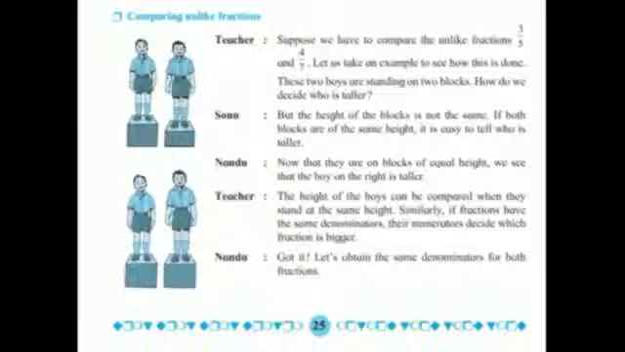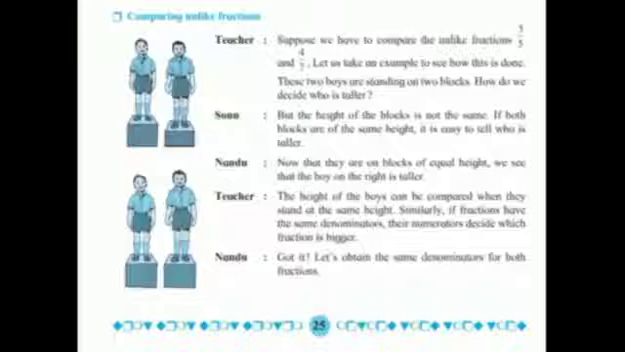Similarly, if fractions have the same denominators, their numerators decide which fraction is bigger. So when the boys are standing on equal size blocks, you can tell easily who is taller. In a similar way, if the denominators of fractions are equal, through the numerator you can tell which fraction is bigger. Then Nandu says, got it miss? Let's obtain the same denominators for both the fractions.